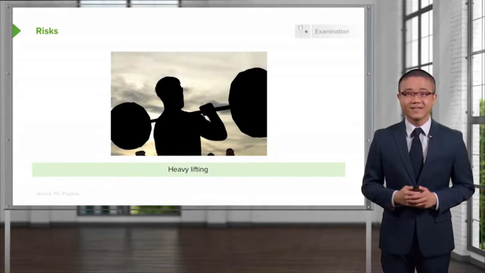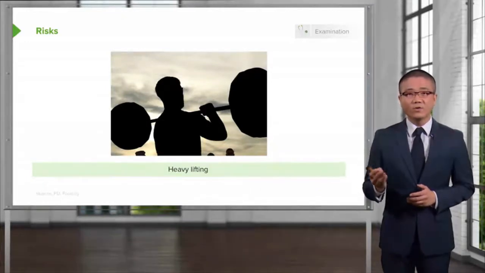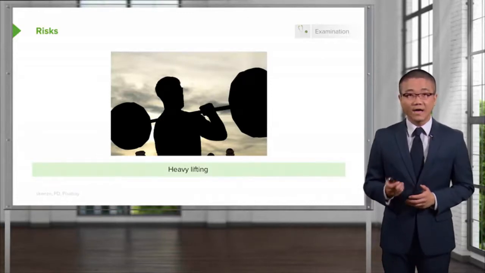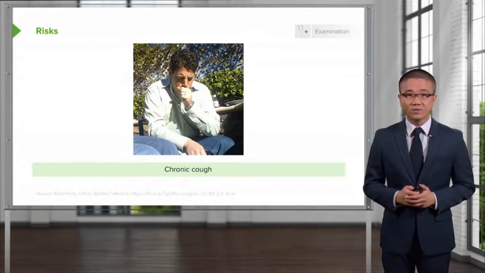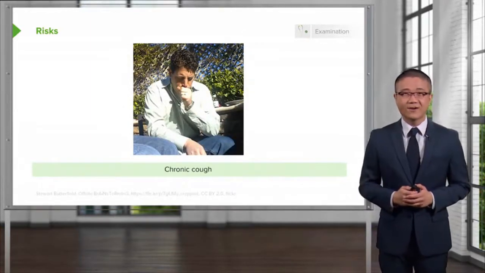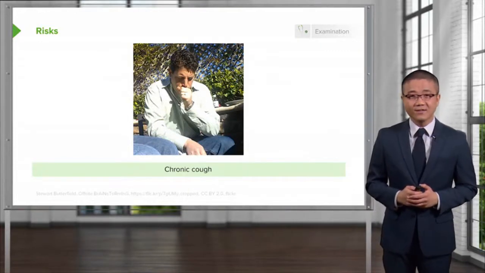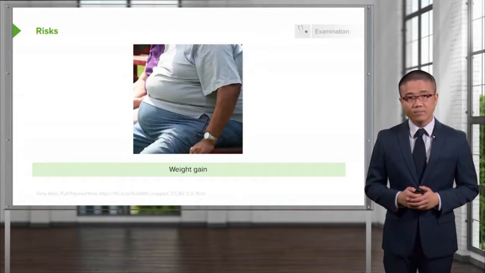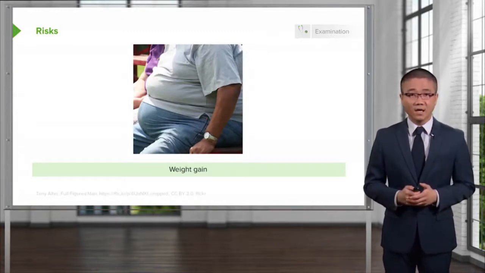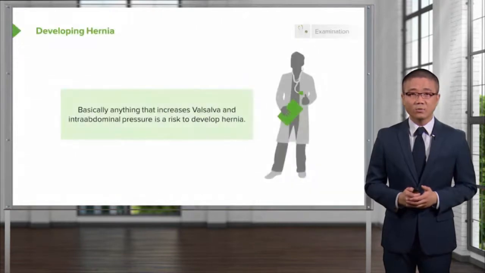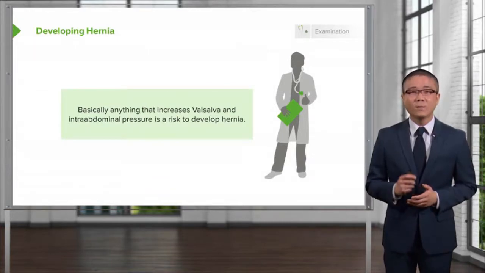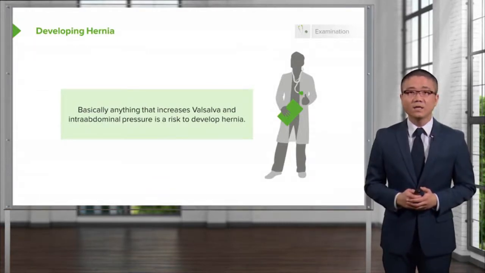What are some risk factors for hernias? Commonly heavy lifting. Whether it's part of an exercise regimen or part of daily work, people who have repetitive heavy lifting are at high risk. Chronic cough patients. What are some possible diagnoses for patients with chronic cough? Smokers, COPDers, and patients with asthma. Constipation, particularly chronic in nature, and obesity. The question is, what do these things have in common that risks the patient of having an inguinal hernia? Well, it's basically anything that increases Valsalva maneuvers and intra-abdominal pressure puts the patient at increased risk of developing hernias.